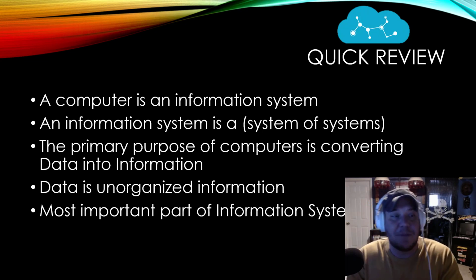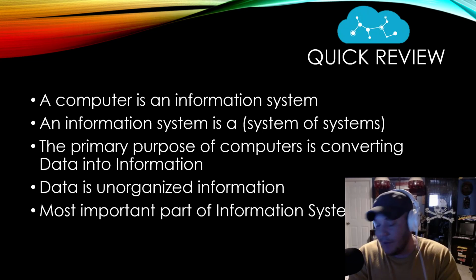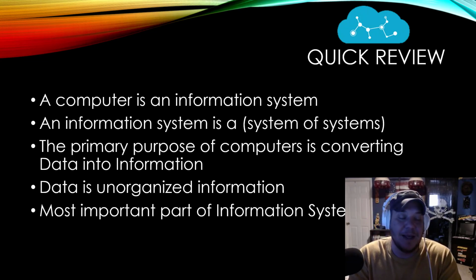And the primary purpose of a computer is always to take raw, unprocessed data and transform it into usable information. As we go into this class, you're going to hear me talk about the difference between data and information. Data is unprocessed, information is organized data.